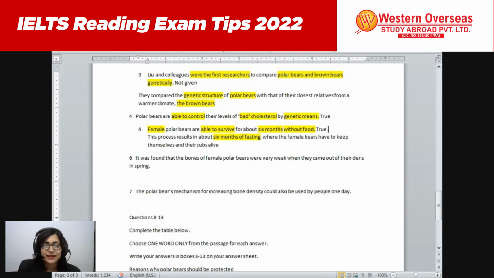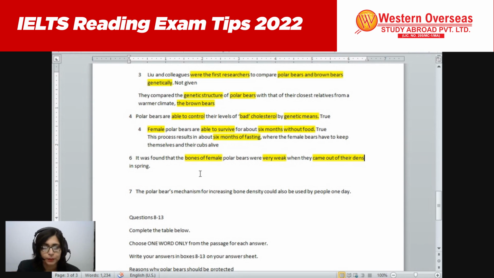Clear? Sixth question. It was found that the bones of female polar bears, again, they are talking about female, but now the main keyword here is bones, were very weak. Conditional sentence is given. See, this is a way how you can learn conditional sentences. This is a conditional sentence, the condition is when they came out of their dens. When they came out of their dens, their bones become very weak.